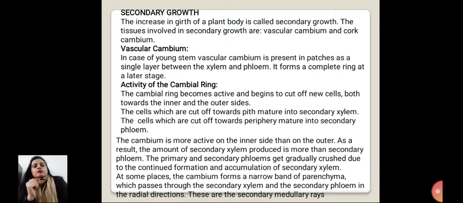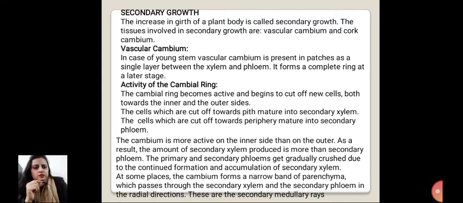So what is vascular cambium? In case of a young stem, vascular cambium is present in patches as a single layer between the xylem and phloem. It forms a complete ring at a later stage. Activity of the cambial ring: the cambial ring becomes active and begins to cut off new cells both towards the inner side and outer side. That is, the outer side is secondary phloem and the inner side is secondary xylem, which is dead tissue.